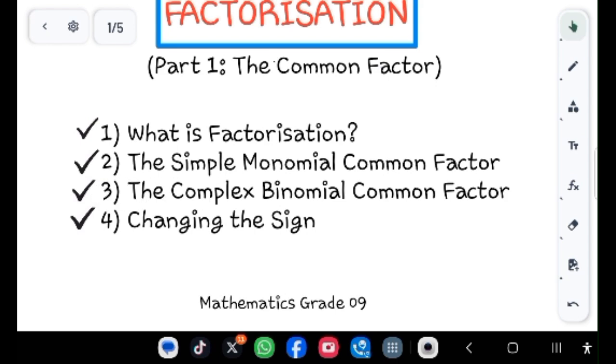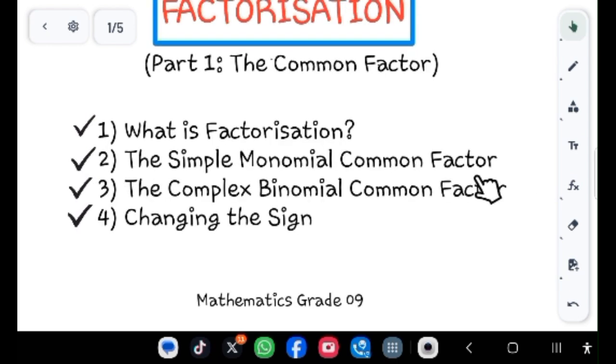Number 2, we're going to look at the simple monomial common factor: how to do that, how to take it out, how to spot it. Number 3, we're going to look at the complex binomial common factor. We're going to look at what a binomial is, and how to spot that complex binomial factor.